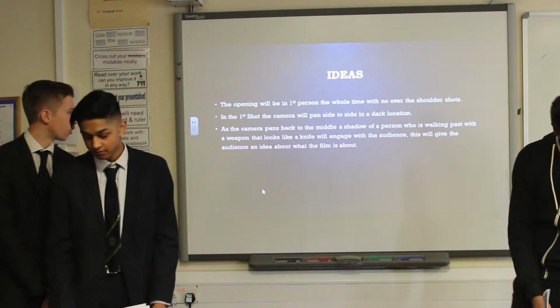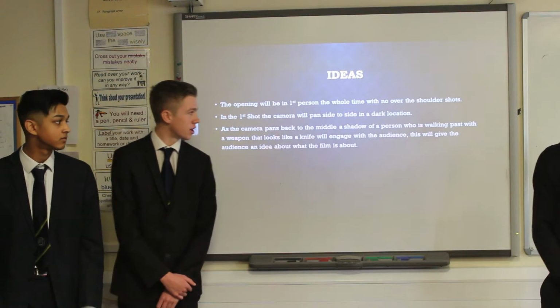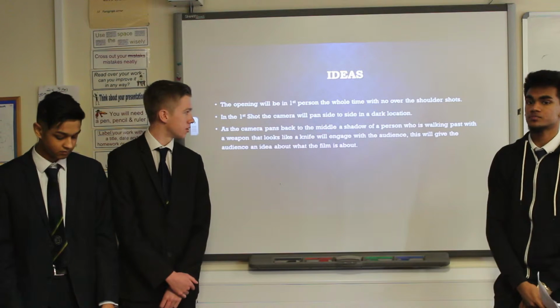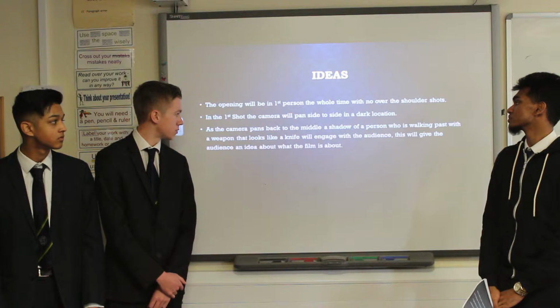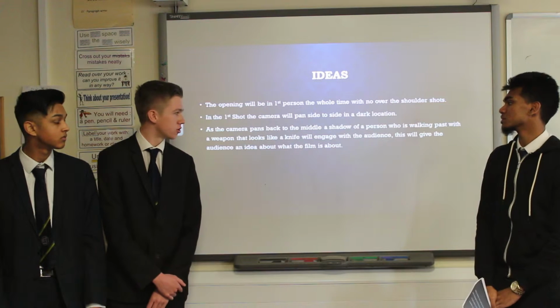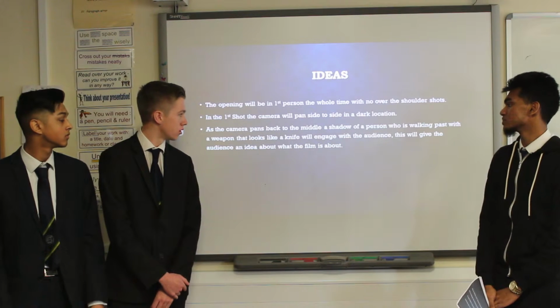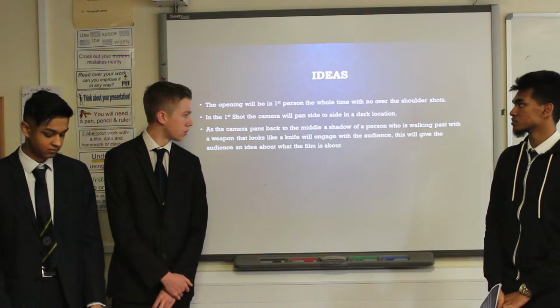Our ideas, like Janeth said, the opening will be in first person the whole time with no over the shoulder shots. In the first shot, the camera will pan side to side in a dark location. As the camera pans back to the middle, a shadow of a person who is walking past with a weapon that looks like a knife will engage with the audience. This will give the audience an idea about what the rest of the film will be about.